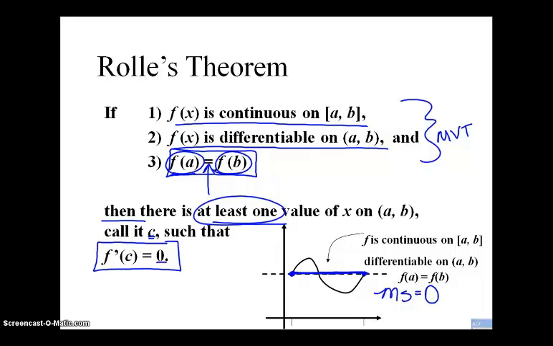So it is the mean value theorem for derivatives, but it's specifically where the slopes, both on the secant line and on the corresponding input values of c, the tangent line has a slope of 0. So instead of calling that the mean value theorem for derivatives, it has its own specific name, Rolle's theorem.